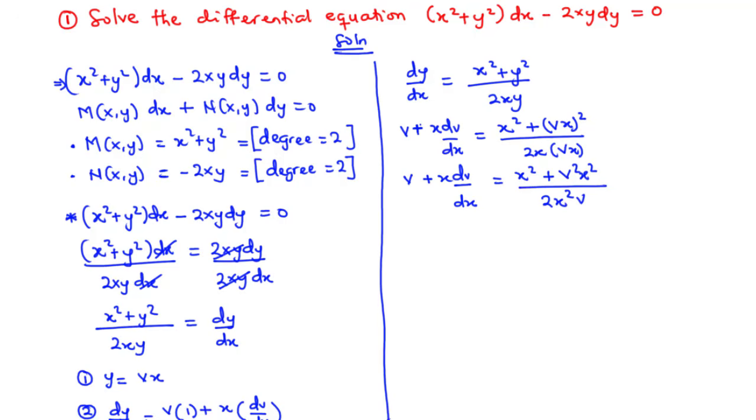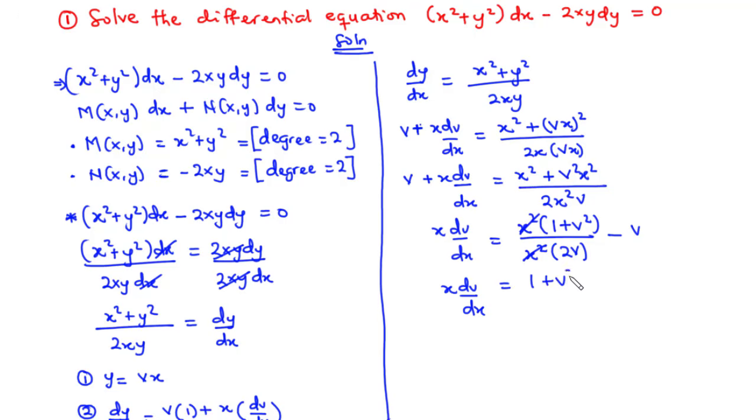Now let's transpose v to the right hand side. So we have x dv/dx equals, at the numerator we factor out x squared. So x squared, inside of the bracket we have 1 plus v squared, all divided by x squared times 2v, and then minus v. So we have x dv/dx equals, x squared cancels out x squared. We are left with (1 plus v squared) over 2v minus v over 1.